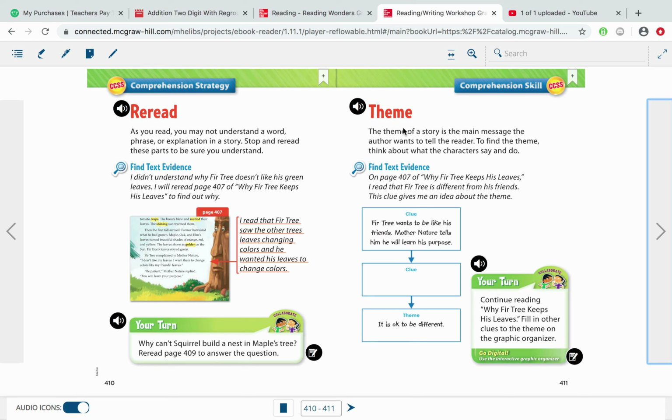It's theme. And this can sometimes be hard to find in a story, but usually towards the end of a myth or a folk tale or a fable, especially fairy tales, you will hear a lesson that the author wants you to learn, or a moral. So, the theme of a story is the main message the author wants to tell the reader. To find the theme, think about what the characters say and what the characters do.